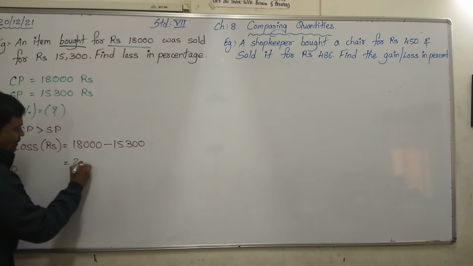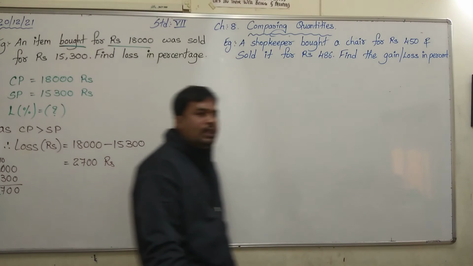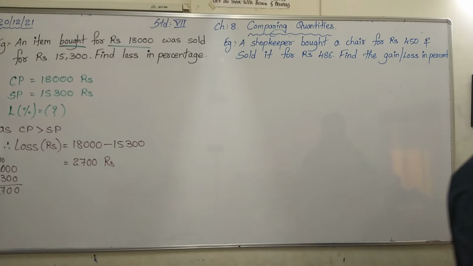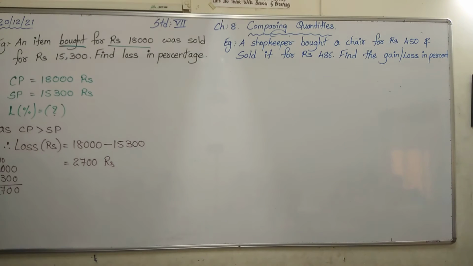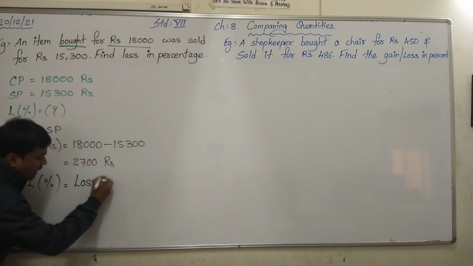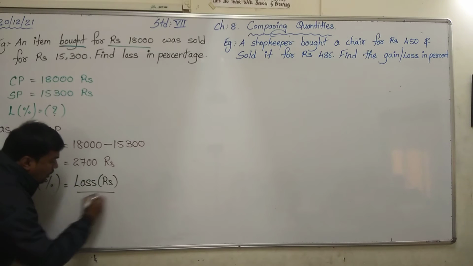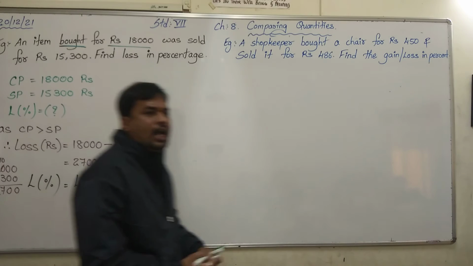Right? That is 2,700 rupees. Are you getting? Now what we have to find? Loss in percentage. So loss in percentage, what is the formula? It is equal to loss in rupees upon CP multiplied by 100.